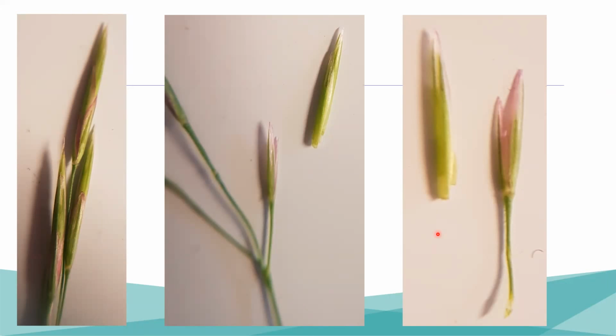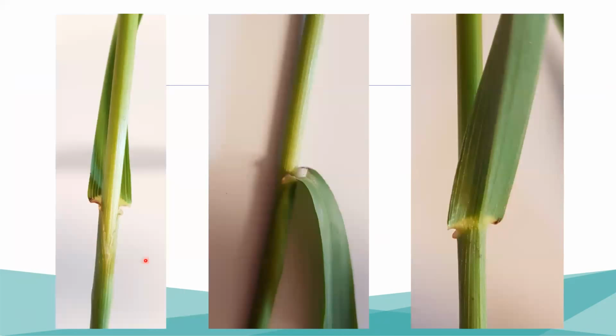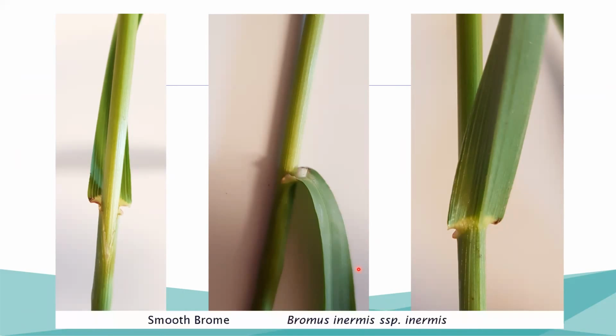And there's no hairs on this. It's very, very smooth. The glumes are shorter than the first floret. Again, that clarifies that we are in brome. Same with this lovely V-neck here on the closed sheath. There's absolutely no hairs anywhere on this plant. Bit of a ligule. So that takes us to smooth brome.